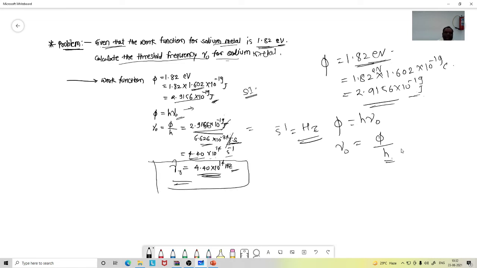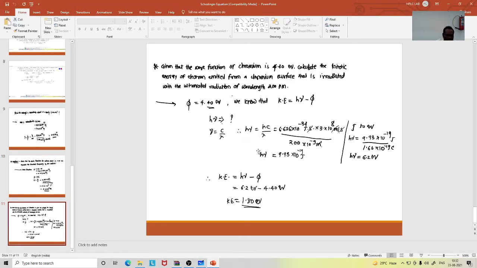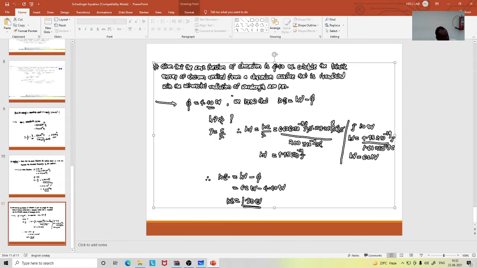How is it calculated? If the work function is given, the work function, the electron volt value, is converted into joule. We know the SI value of the Planck's constant, we know the work function phi. From that we can easily calculate the nu zero value, right? I hope you have understood this problem again. So let's move on to the next problem.